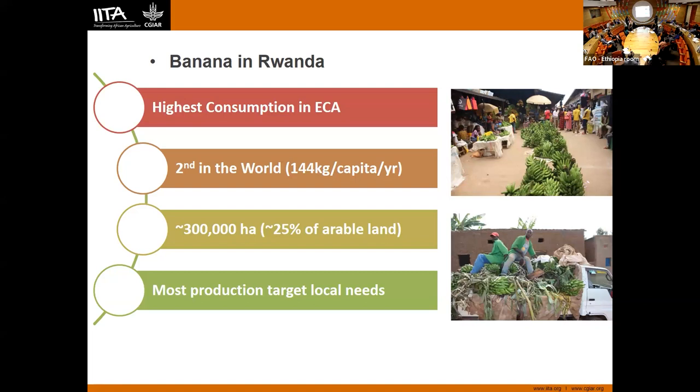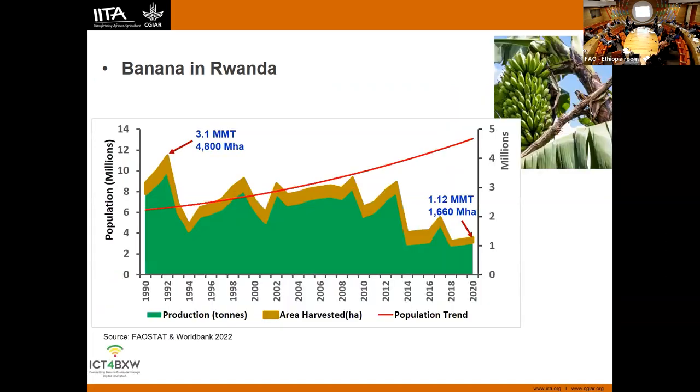Keep this in the back of your mind: about 95% to 99% of households grow banana in some form or fashion, either as a large farm or just as a backyard crop that they can always fall back on. And for the most part, the production is targeting local needs. Everything seemed to be going well for a long time, at least historically, until they started to see some sort of trouble in paradise.